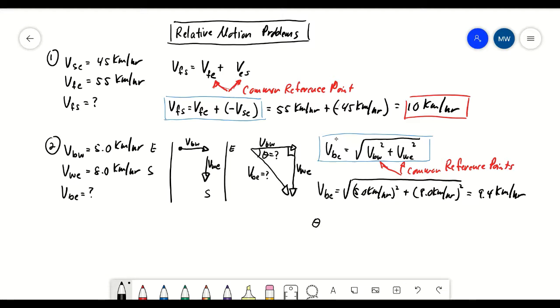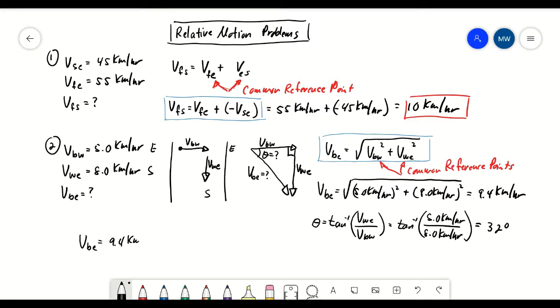If I want to find out what the angle is, I'll use my inverse tangent. The opposite side would be the velocity of the water with respect to Earth. The adjacent side is the velocity of the boat with respect to the water. So we put our numbers in here. Inverse tangent, our 5 kilometers per hour divided by our 8 kilometers per hour. And this gives me 32 degrees. So then the final answer for this, the velocity of the boat with respect to Earth, is going to be 9.4 kilometers per hour at 32 degrees south of east.